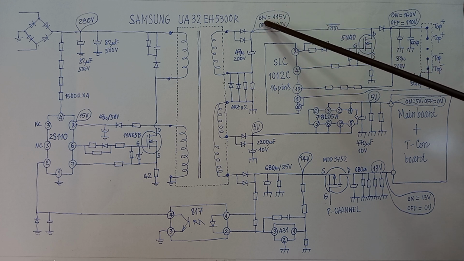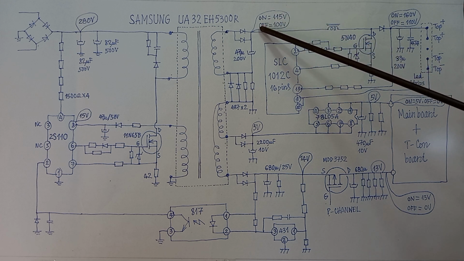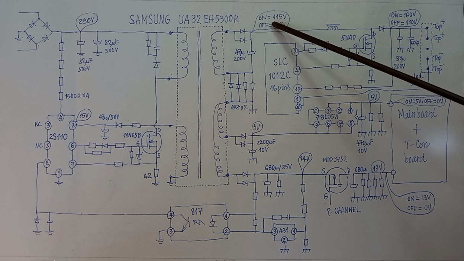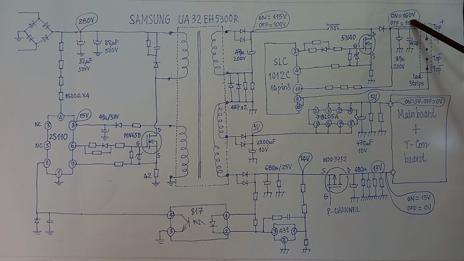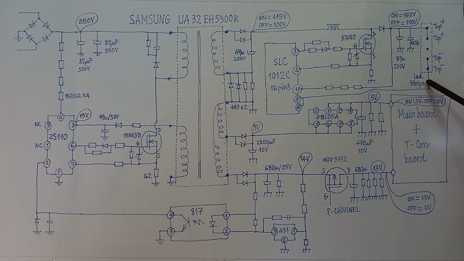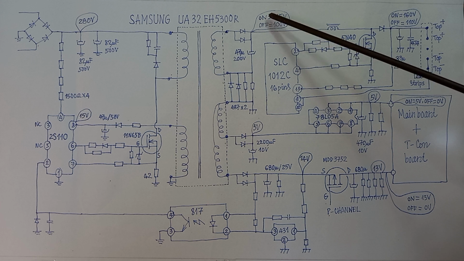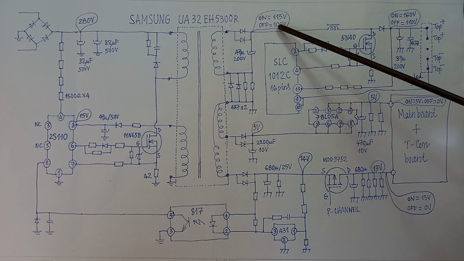The voltage here will also increase to about 115 volts. When we press the power off button, the booster circuit doesn't work. The voltage here will drop to about 110 volts. The LED strips will turn off. The voltage here will also drop to about 100 volts.